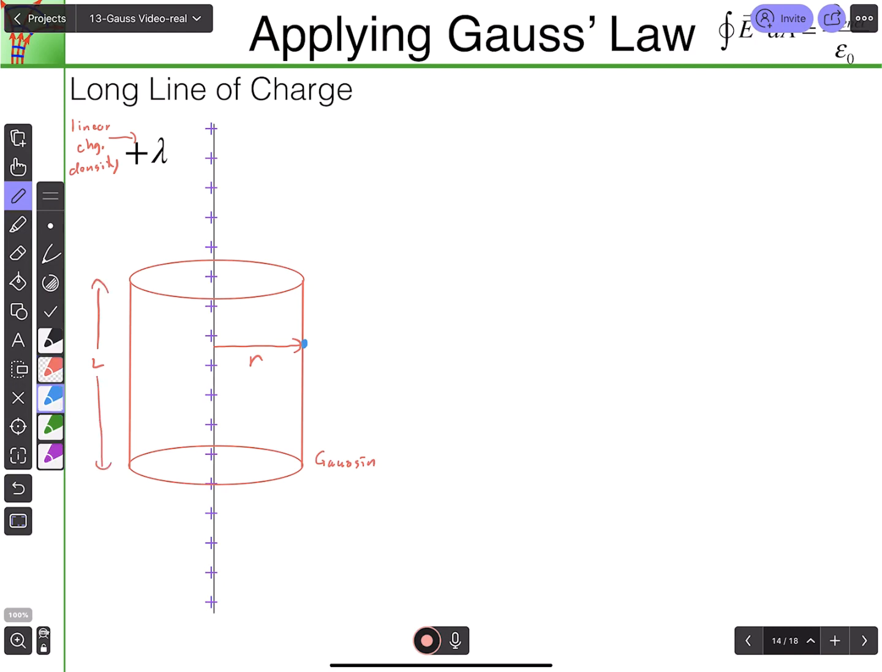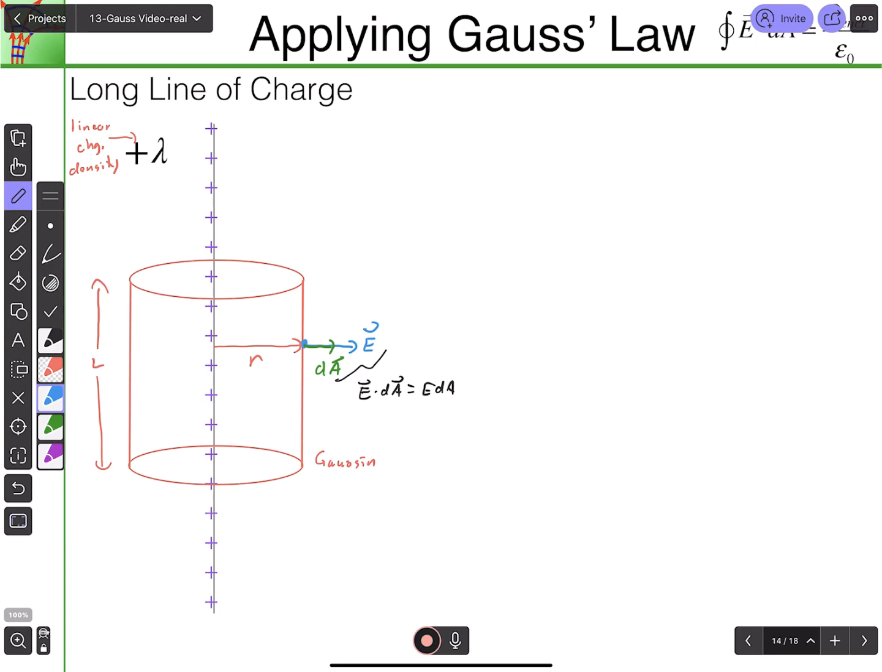So the electric field at that blue point there is going to be pointing in this direction. There's my electric field. And the area vector is going to be pointing also in that direction because it'll be perpendicular to the surface at every point, right? So in this case here, E dot dA is just going to be like before. It's going to be E times dA.